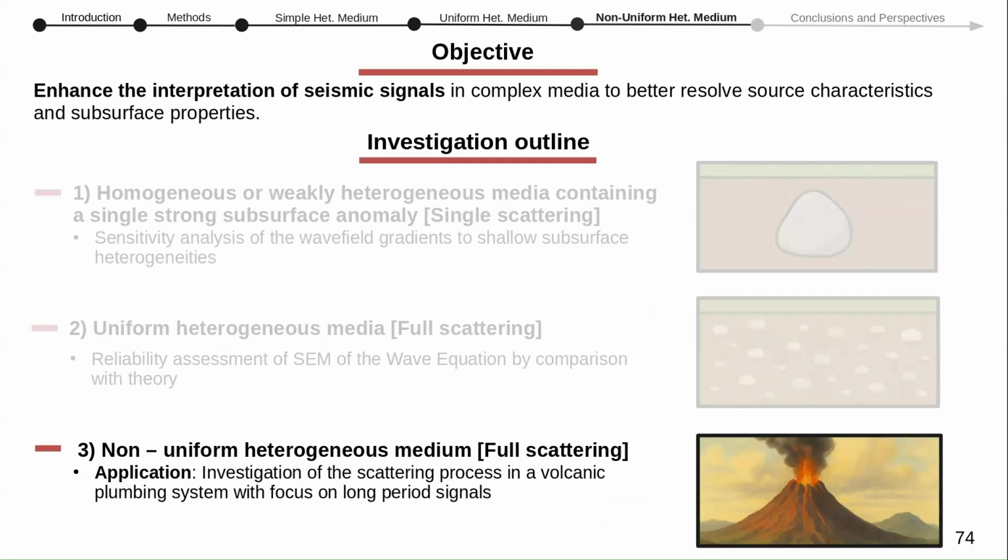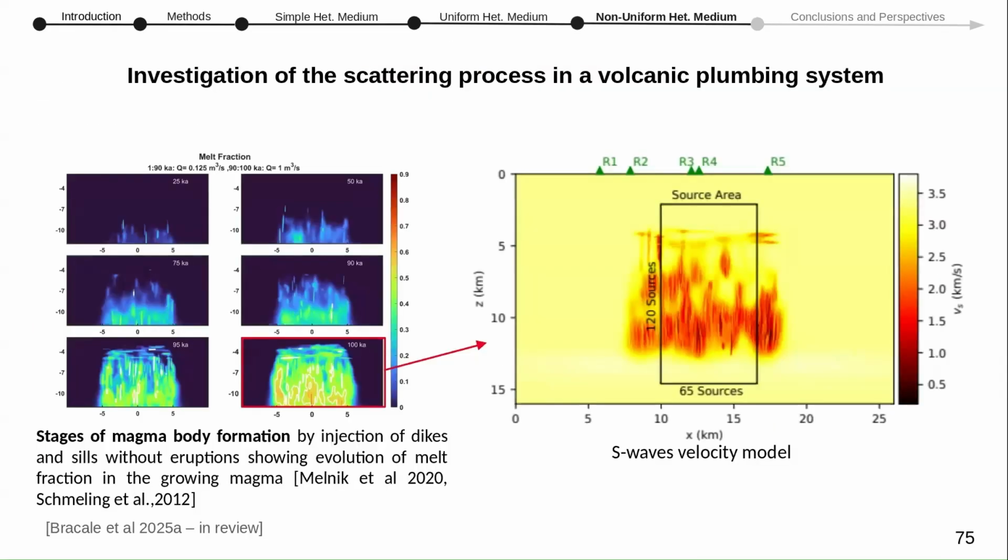So now we will move to the third study. In this case, I analyze a non-uniform heterogeneous medium. In particular, we will look at the scattering process in a volcanic plumbing system. The model that we used was derived from a thermoelastic simulation for the injection of dikes and sills without eruption. We took one of the frames of this simulation and transformed it into a velocity model, which we see on the right.